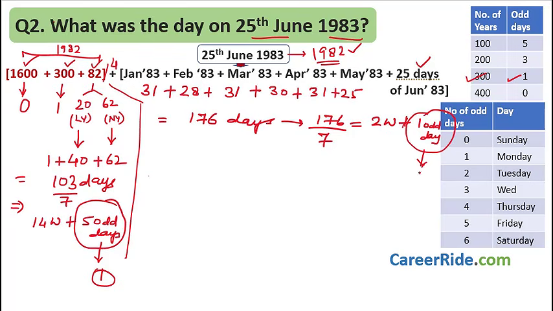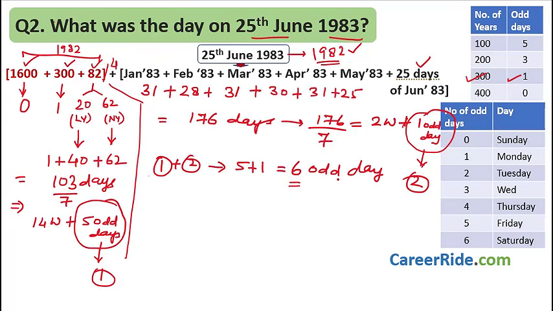Let's mark it 2, right? So from 1 and 2, if we add 1 and 2, how many total odd days do we have? We have a total of 5 plus 1, that is equal to 6 odd days, which is less than 7. So I cannot divide it by 7 any further. Let's see the table to tally it now. 6 odd days, it means as per the code 6 is Saturday.